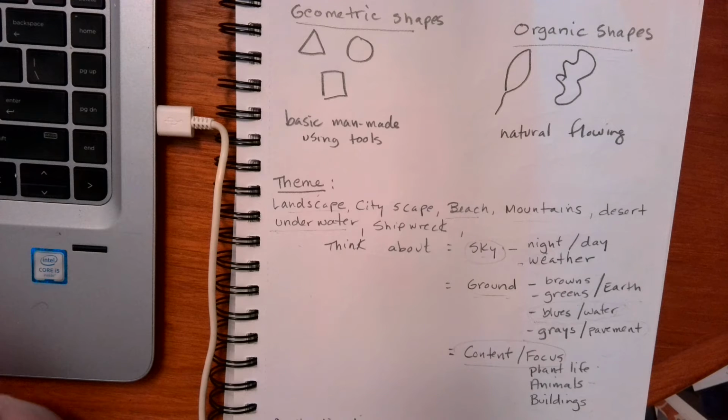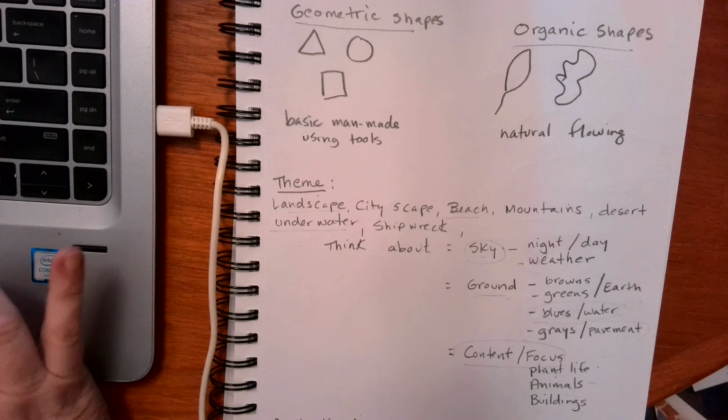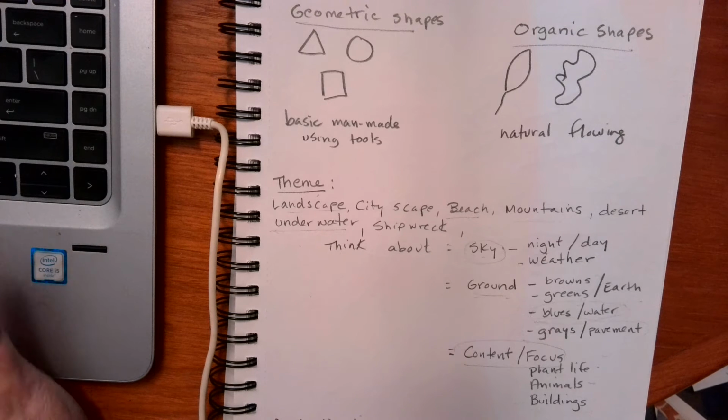And then we talked about the sketch that we were going to do today and that I'll show you some examples of, where on our next meeting, we will be creating a collage, and the theme of our collage will be either a landscape, a cityscape, a beach scene, mountains, a desert scape. You could do an underwater scape, which could include something like a shipwreck.